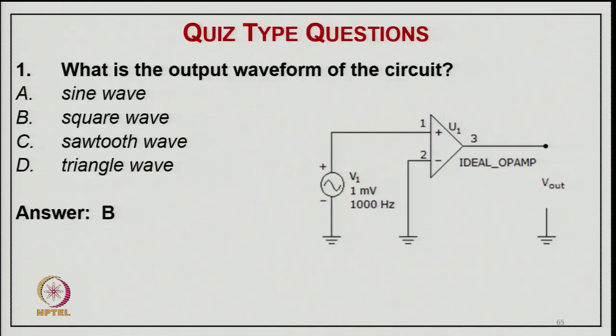Now, there are some quick questions. What is the output waveform of the circuit when you are applying a 1 millivolt, 1000 hertz input here? Is it a sine wave, square wave, sawtooth wave or rectangular wave? It is a square wave, the reason being that we have not connected any feedback, and the open loop gain is very high. So, your input signal even of 1 millivolt will saturate the output corresponding to your power supply of plus minus, so you will get a square wave, and that is the reason the answer is B.